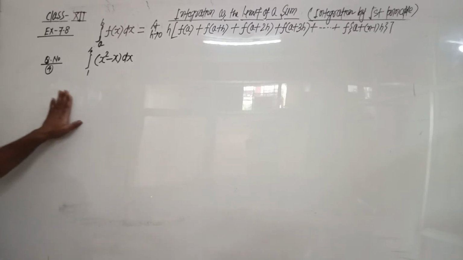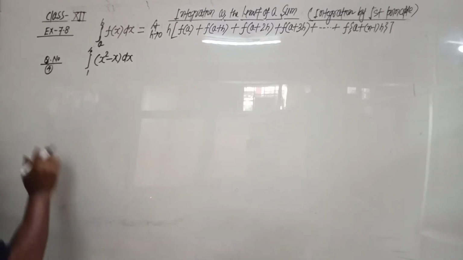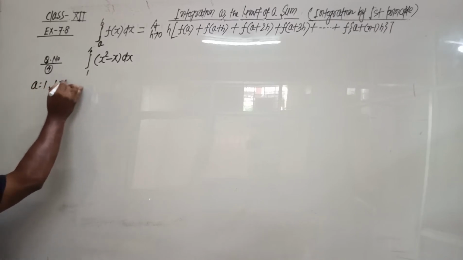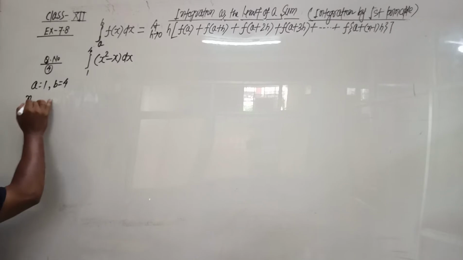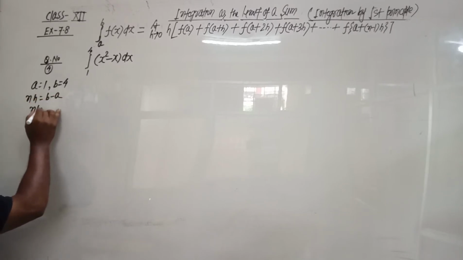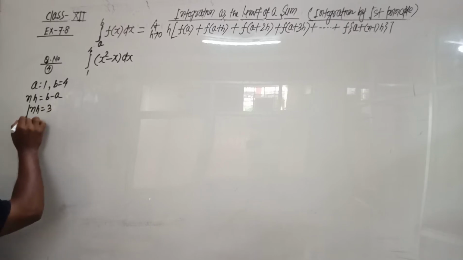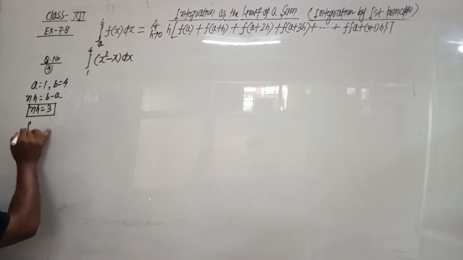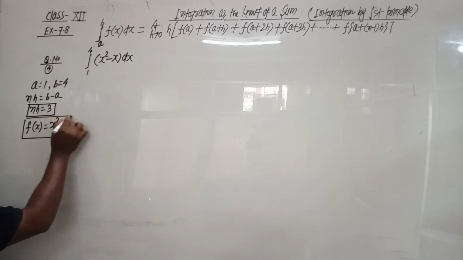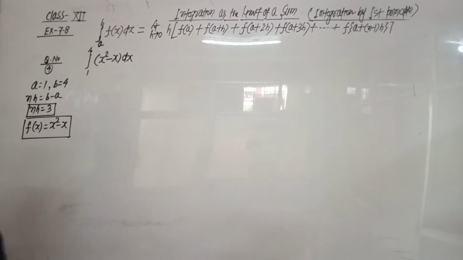So, firstly we write the value of a and b. The value of a is 1 and the value of b is 4. So nh equals b minus a, and nh equals 4 minus 1. And the function f(x) is x square minus x, which is given in our question.